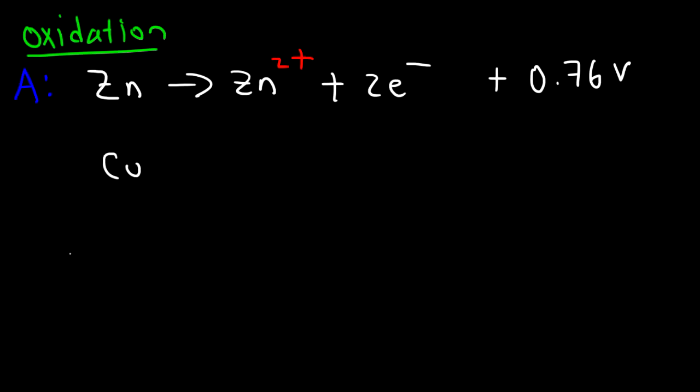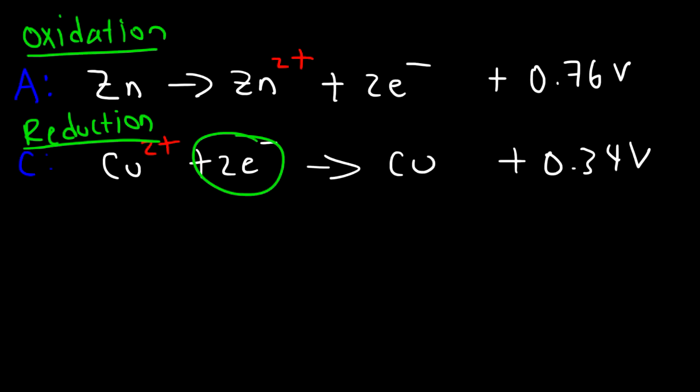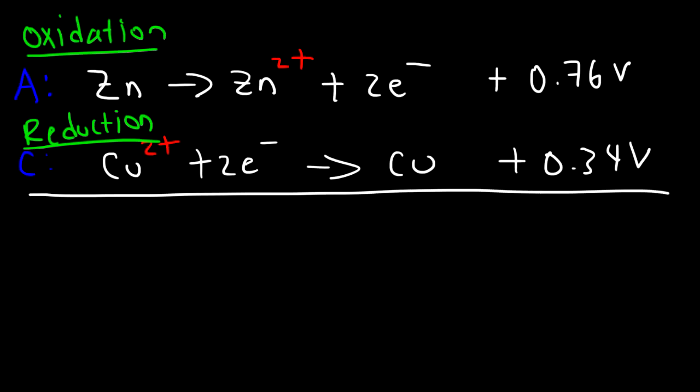Now the other half reaction: the copper 2 plus ions acquire electrons and turn into copper metal. The cell potential for this half reaction is positive 0.34 volts. This occurs at the cathode, and reduction always occurs at the cathode. Anytime you see the electrons on the left side of a half reaction, you know it's associated with a reduction half reaction. So what we can do is add up these two half reactions. Notice that we have 2 electrons on the left and 2 electrons on the right, and they will cancel. On the left of the arrow, we have zinc and copper 2 plus.